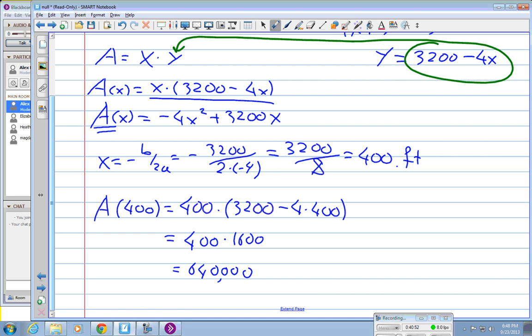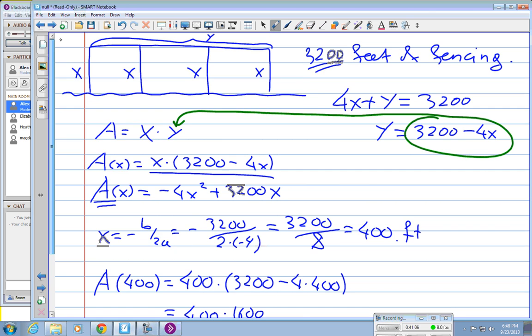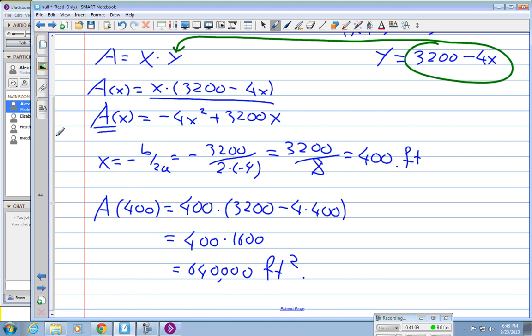So 640,000 square feet. That is the maximum area possible in that scenario. And it'll happen when x equals 400. And we did build a fence along the river. Yeah? That's exciting. So that's the good news.